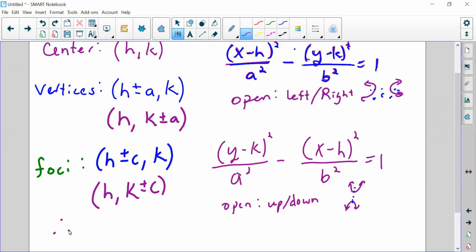Now, how do I find c? Remember, that was in the video. How did you find c? Good. So c squared is a squared plus b squared. c is the square root of the sum of a squared plus b squared. So you add this number plus this number and take the square root of that sum. That gives you the c that you need for the focus.